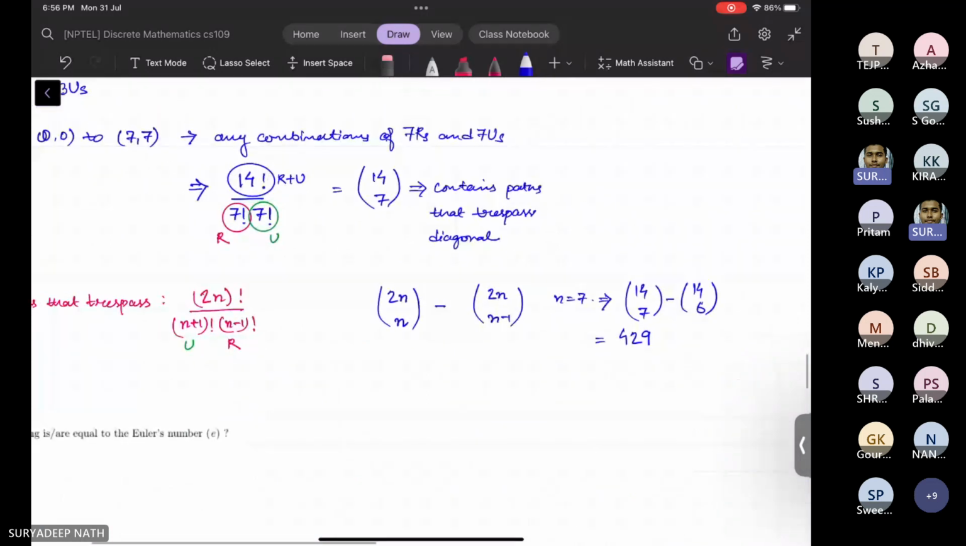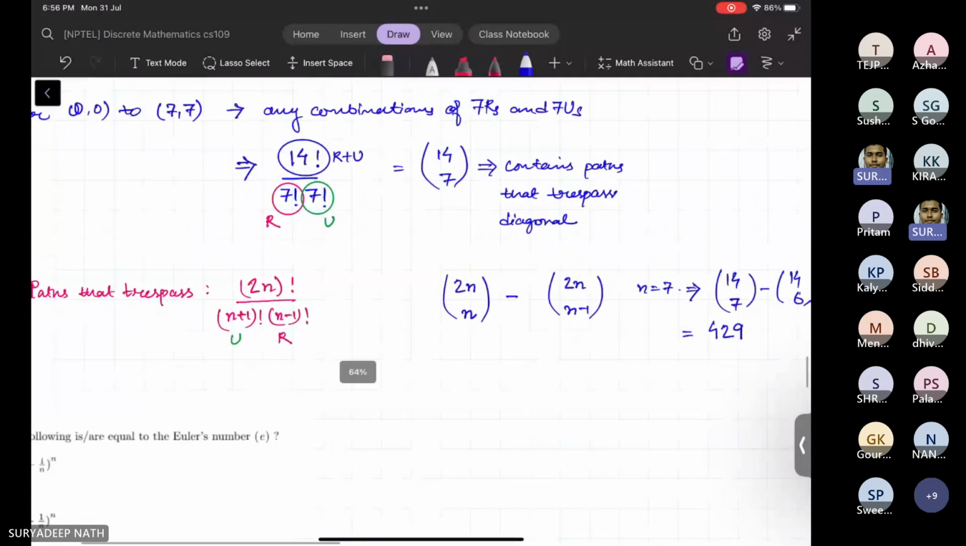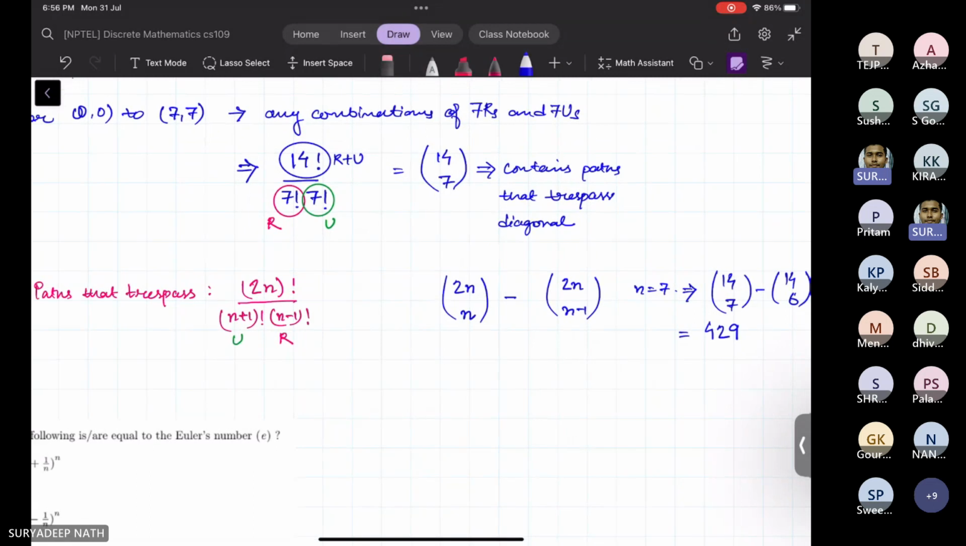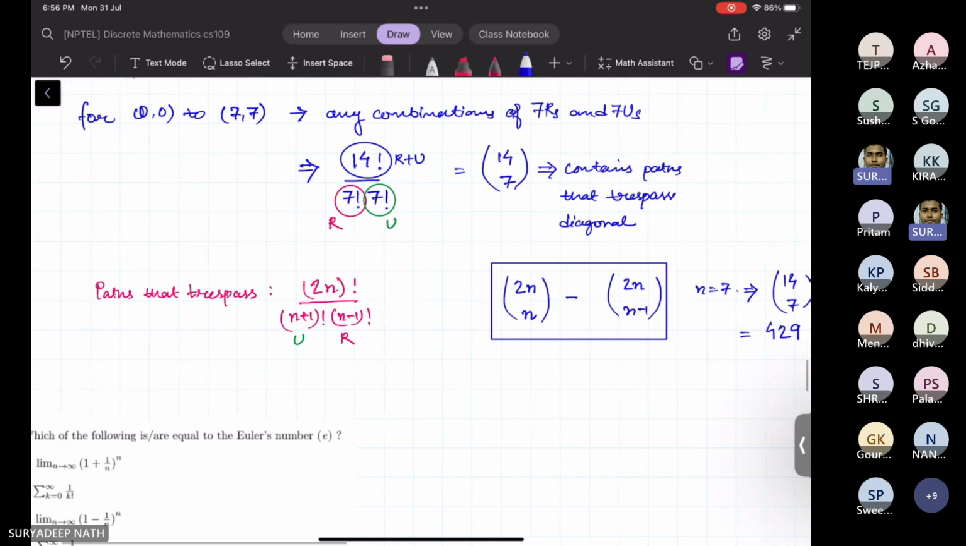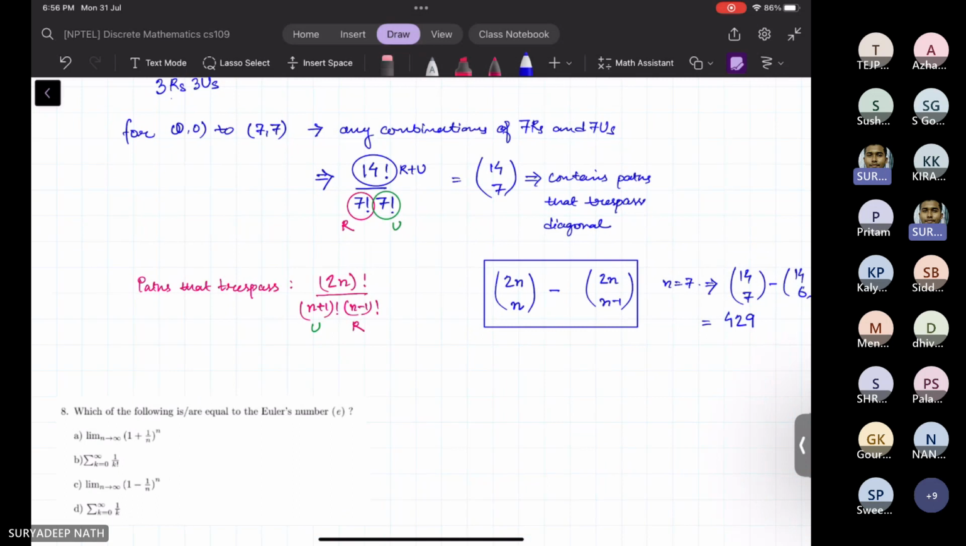If anyone has a doubt, you can go ahead and ask. So this gives you the total number of paths that we get without trespassing the diagonal. I think this is well explained in the lectures as well. So I'll move on to the next question.